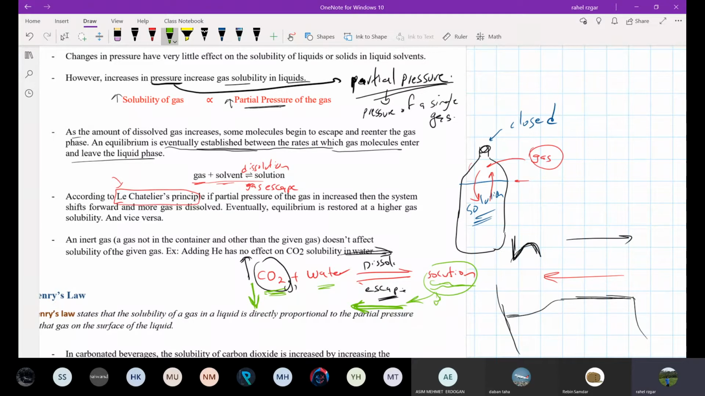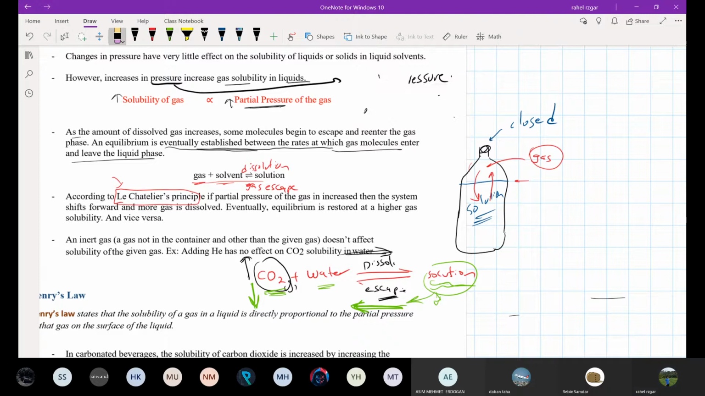So that's the effect of pressure. If we increase pressure, more gas will be dissolved, so solubility will increase. But if we remove the CO2, if we decrease the gas pressure, solubility will also decrease. So the whole thing is actually here. That is this point. This is the point.